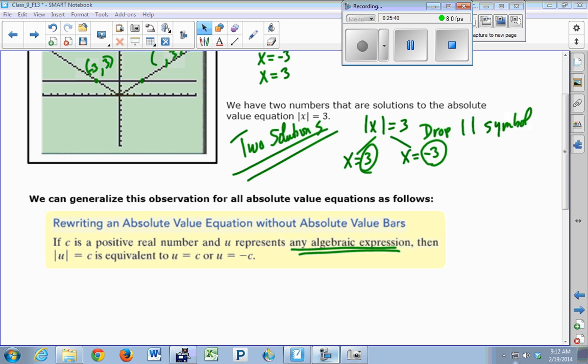Then to solve the absolute value of the stuff inside, which we call U, equal to C, you create two equations. You drop the absolute value and you say U is either equal to C or U is equal to its opposite, which in this case I know is a negative number because C is defined to be positive. So when I see -C, I know that's negative. The key here is getting rid of those absolute values and creating two equations. So let's try one of these.